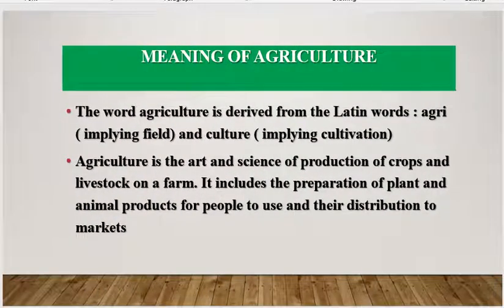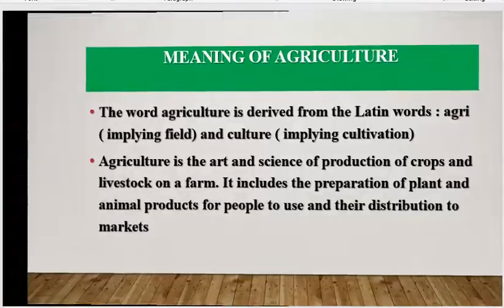First of all, we will understand the meaning of agriculture. Agriculture is derived from the Latin words agri, implying the field, and culture, implying cultivation. So we could say the cultivation of the land. According to the dictionary, agriculture is the art and science of production of crops and livestock on a farm. It includes the preparation of plant and animal products for people to use and their distribution to the market.